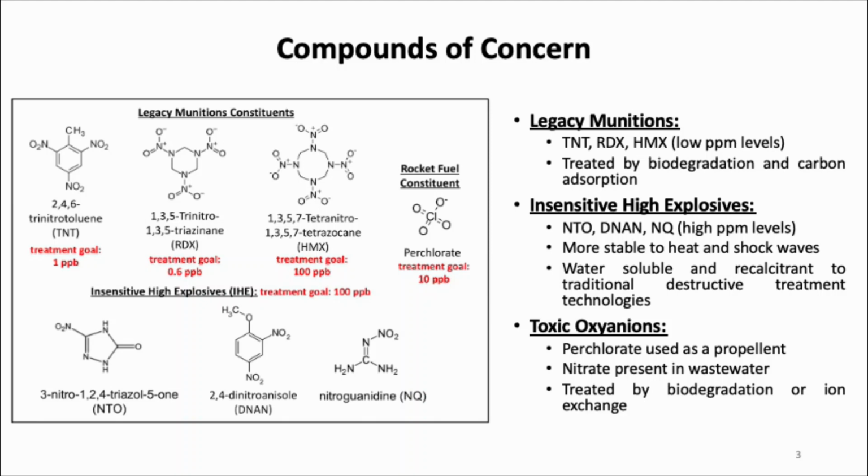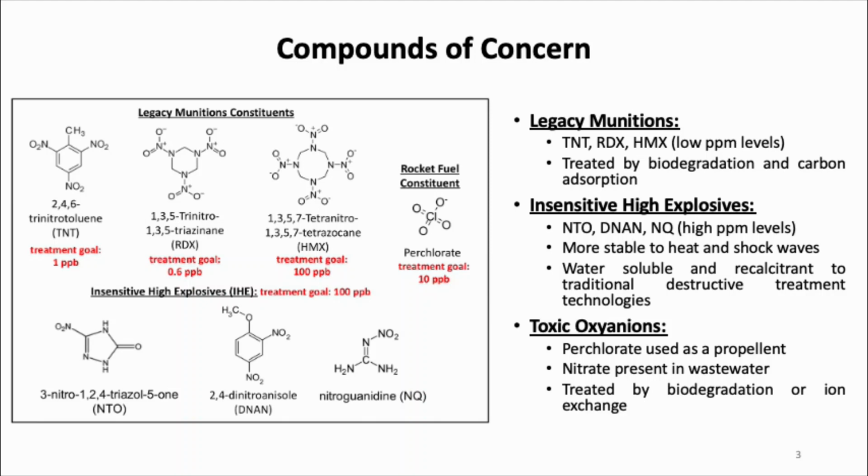In addition to these compounds, we also have toxic oxyanions that will be present. Perchlorate is present because it's used as a propellant, and it's present in a lot of these LAP facilities. Nitrate is present in the manufacturing wastewater, and both of these compounds can typically be treated by biodegradation or ion exchange, although there are some issues with biodegradation of these compounds, and ion exchange will produce a concentrated stream of these.